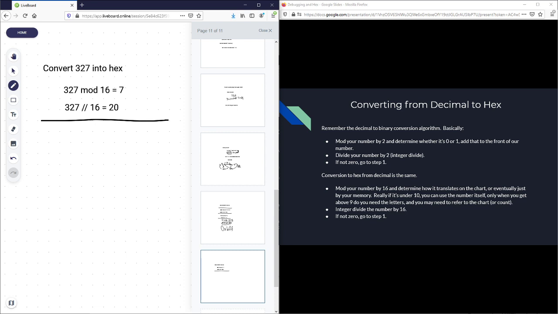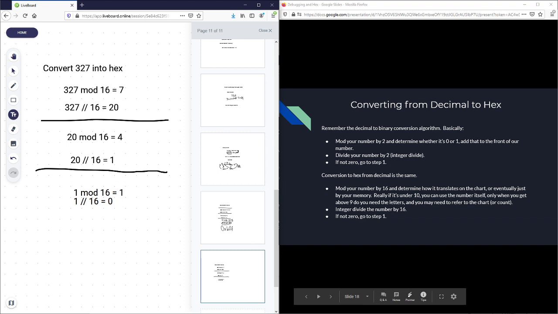Okay, cool. So now, it's pretty easy to see that 20 mod 16 is going to be equal to 4. And 20 divided by 16 is going to be equal to 1. And so finally, 1 mod 16 is 1. And 1 divided by 16 is 0. So this tells us to stop.